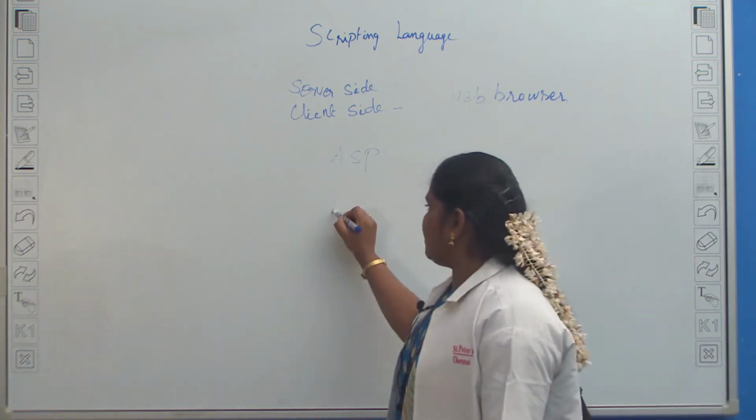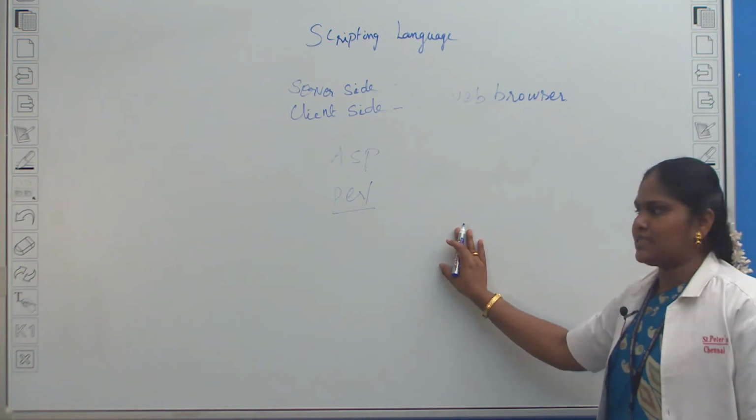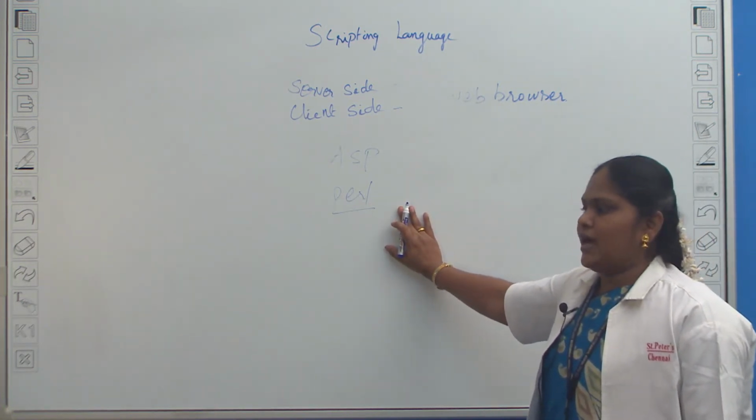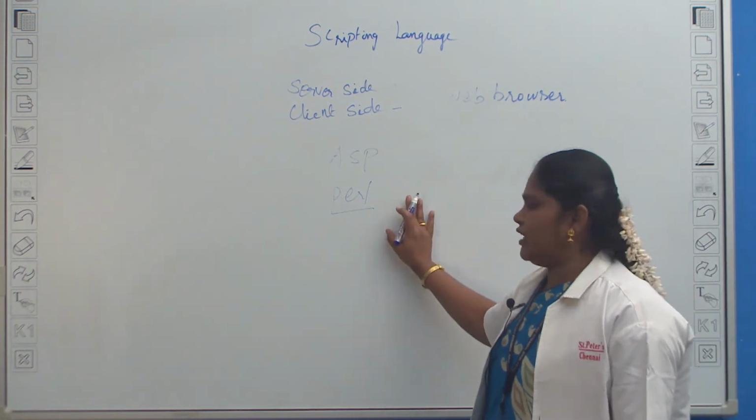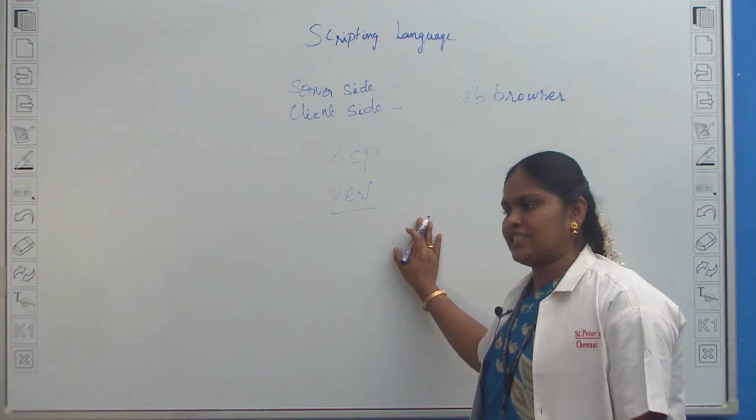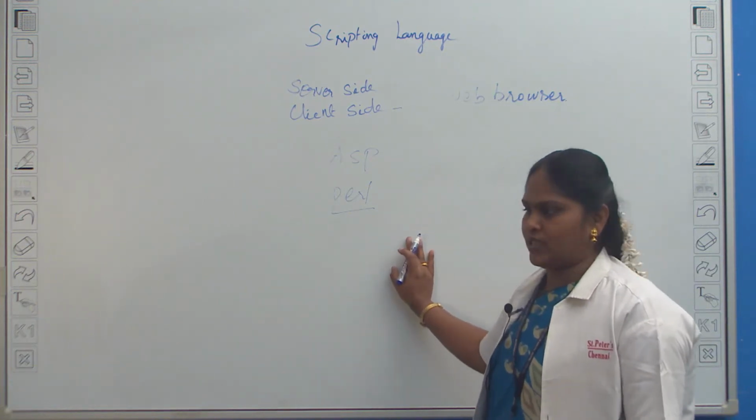The second example is Perl. Everyone knows that Perl is a scripting language. It is a Unix based operating system language, and it runs on Windows and Unix servers, or Linux servers. It can handle text manipulation tasks, and it is excellent for web scripting.